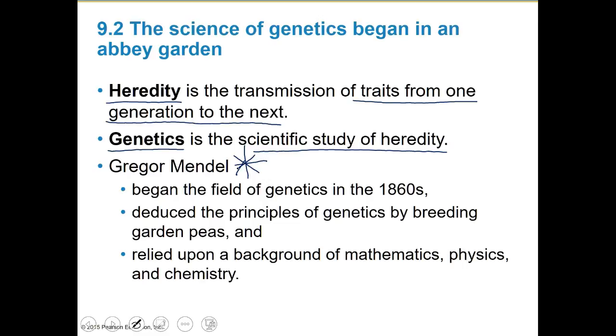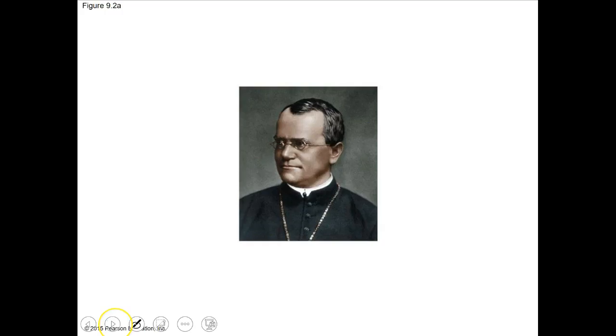So he technically began the field of genetics in about the 1860s. He deduced the principles of genetics by breeding garden peas, which he got super lucky with having chosen peas. If he had chosen just about anything else, I don't know that we would have Mendel's genetics. But he actually relied upon a background in math, physics, and chemistry to figure that out. So this is Gregor Mendel. He was an Austrian monk, by the way, which is why he's dressed so sharply.